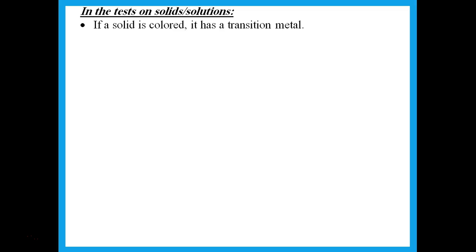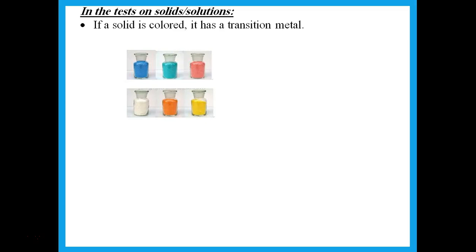So remember, we'll talk again about transition metals. Transition metals are the ones that are found in the middle of the periodic table. Now, if a metal is a transition metal, then its compound would be colored. So if the solid is colored, that means it has a transition metal. So all of these have colors. That means they are made up of something that has a transition metal.